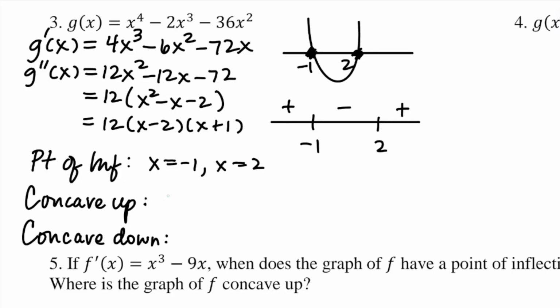Concave up, that's going to be x less than negative 1 or x greater than 2. Concave down would be the interval between negative 1 and 2. And of course, those intervals would be just as good, just like in the last lesson. We don't care about open versus closed, if we include the endpoints or not. That's not anything we're going to get into here.